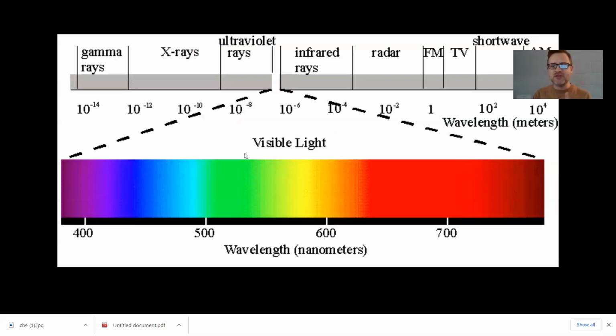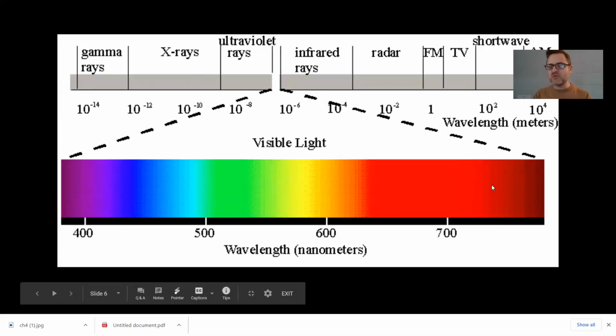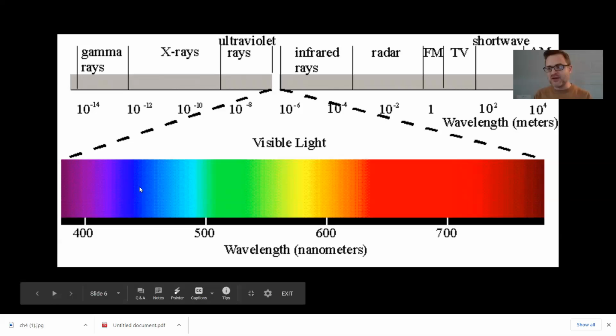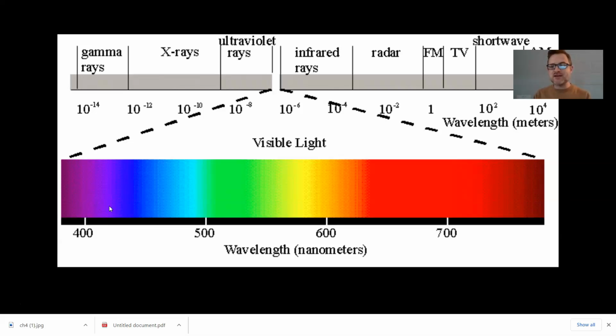Let me go back a second. One thing that I meant to say, just to clear one thing up. This end of the spectrum, we call it the red end. It has longer wavelength, lower energy. This side, we call it the blue end. I know purple is actually the end, but we call it the blue end. This side of the spectrum has shorter wavelength and higher energy, all right?